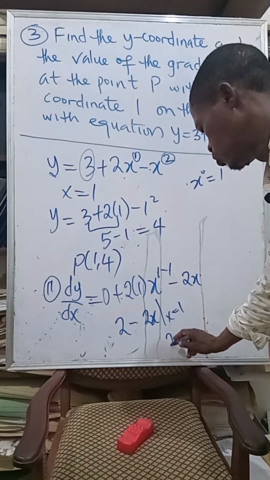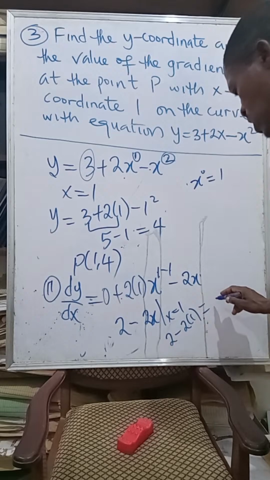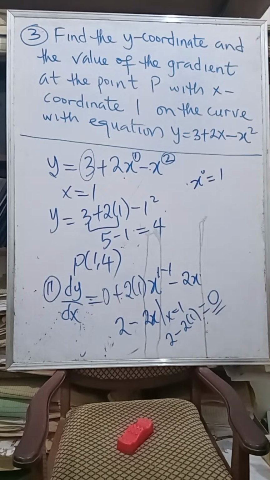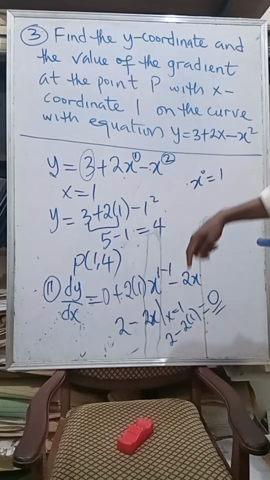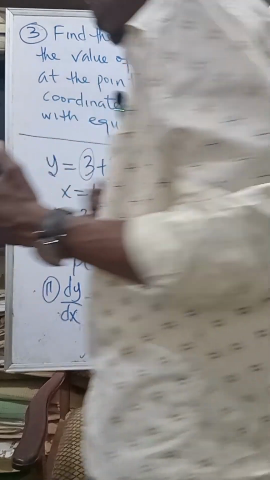So this will be 2 minus 2 times 1. So that will be what? That will be 0. So the gradient is 0 for that equation. If you differentiate this one, that's 2 minus 2x. Then you put your point there. So that's that on this question.